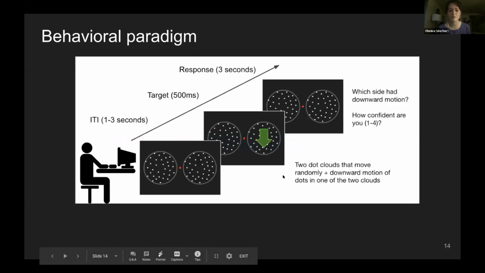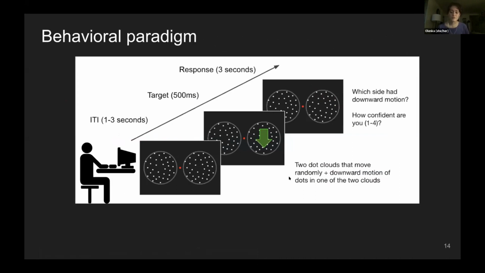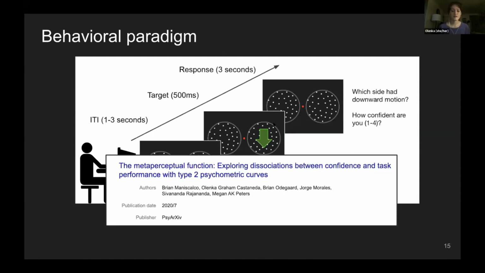Okay, so in our behavioral paradigm, participants viewed full screen displays of moving dots, and they had to judge whether there was downward coherent motion on the left or the right of their screen in one of these two circles. They also had to report how confident they were in that judgment on a scale of 1 through 4. Right, and what is important to note here is that we're controlling the MPDC effect using dot density in general. So all the results I'm about to show you are coming from our new preprint, which you can find right now.